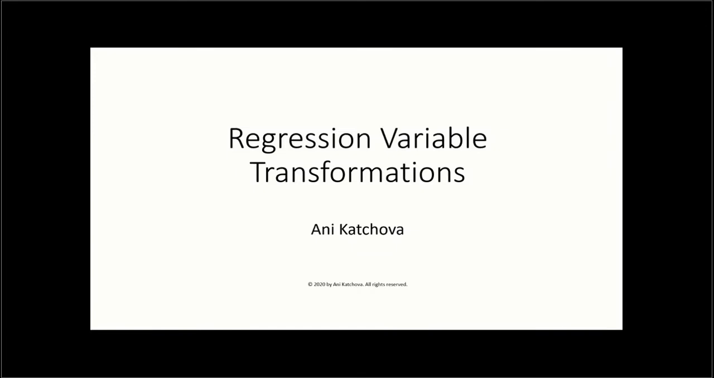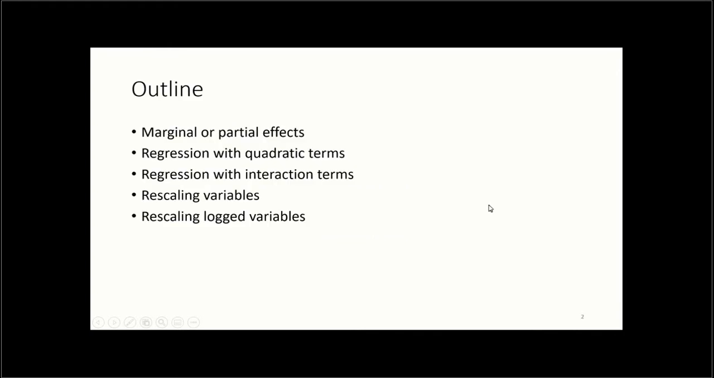In this presentation, I will talk about regression variable transformations. The outline of this presentation will be first to define and talk about marginal or partial effects, the effect of an independent variable on a dependent variable, then talk about regressions when we have quadratic terms, regressions with interaction terms, rescaling of variables, and rescaling of logged variables.